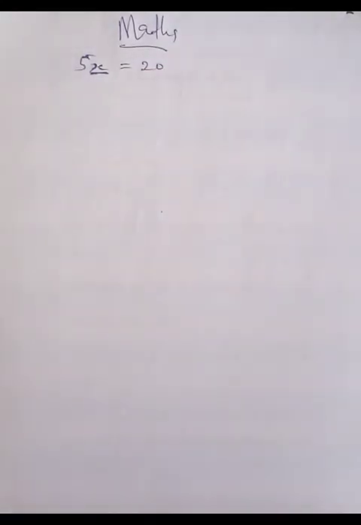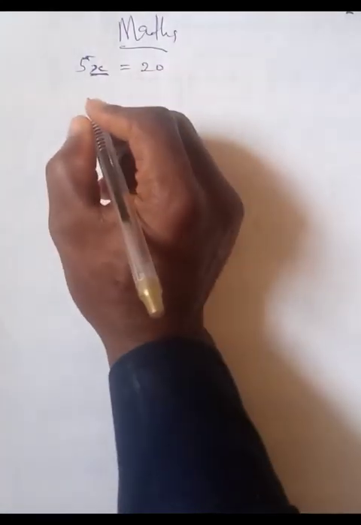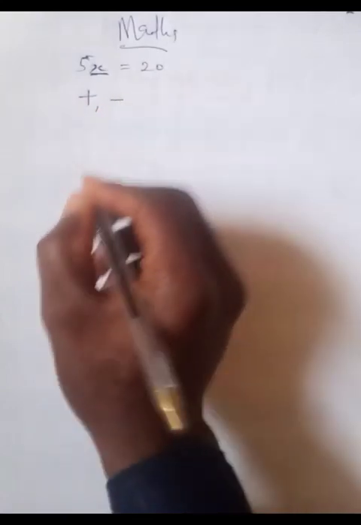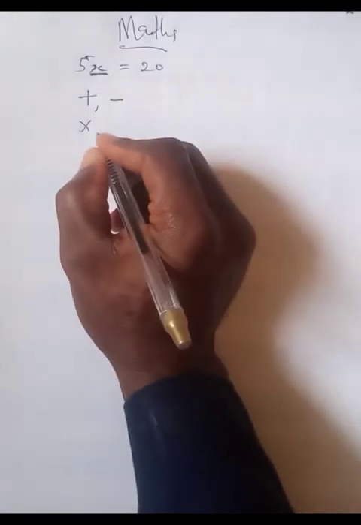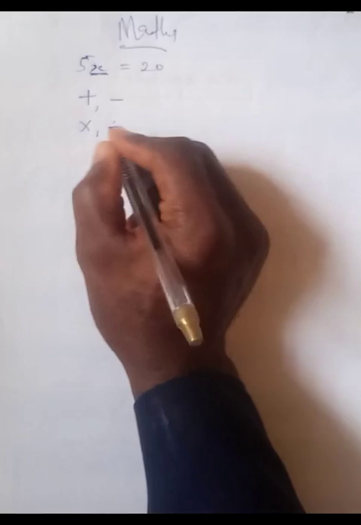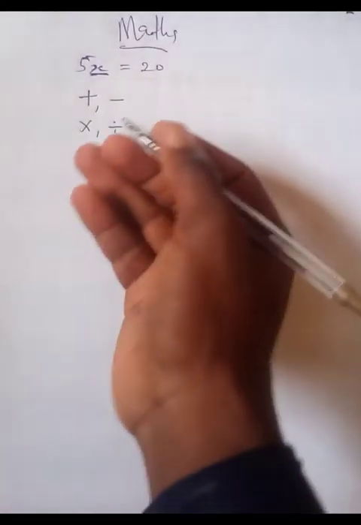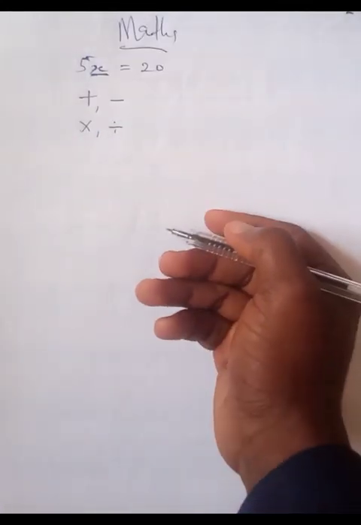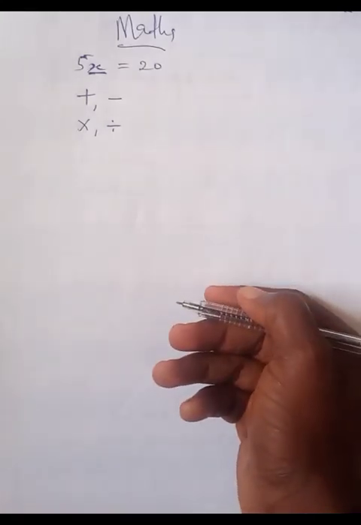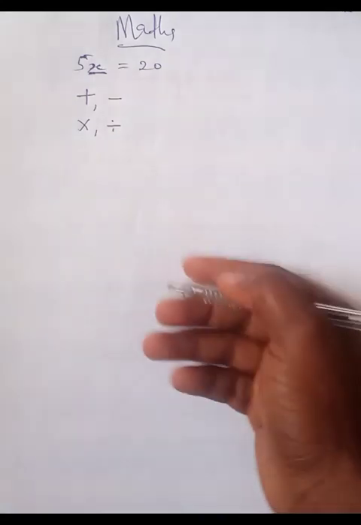Now, let me explain in detail. Inverse operations are pairs of mathematical operations that undo each other. Take, for instance, the mathematical operations that we have. We have plus and minus. We have times and division. These are pairs of mathematical operations that undo each other. Are you getting it?